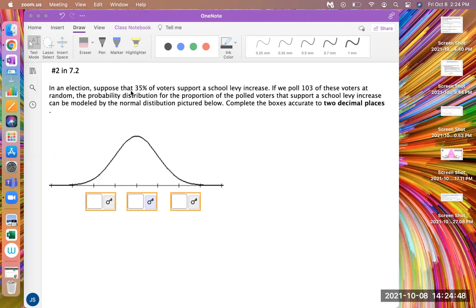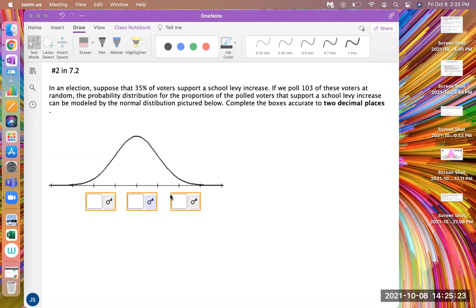In an election, suppose that 35% of voters support a school levy tax. If we poll 103 of these voters at random, the probability distribution for the proportion of the polled voters that support a school levy increase can be modeled by the normal distribution pictured below. Complete the boxes accurate to 2 decimal places.